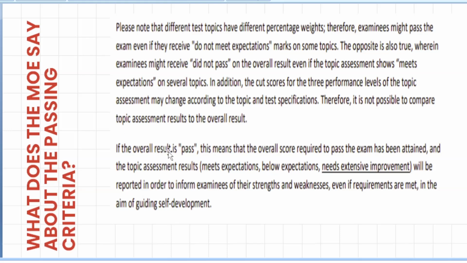So if the overall result is pass, this means that the overall score required to pass the exam has been attained, and the topic assessment results, meets expectations, below expectations, needs extensive improvement, will be reported in order to inform the examinee of their strengths and weaknesses. The statement will show that you need to improve, or this is your strength, or this is a weakness, according to your domain or wherever you have got the below expectations result.